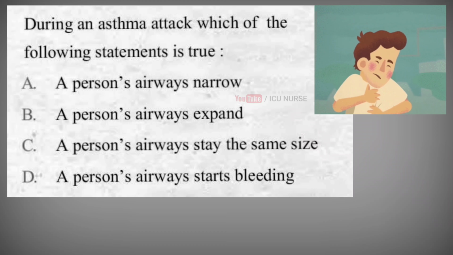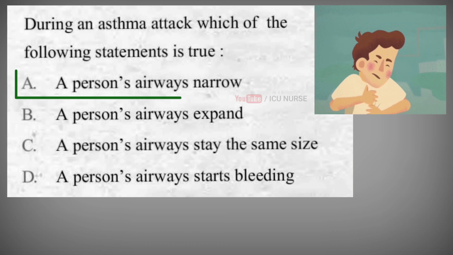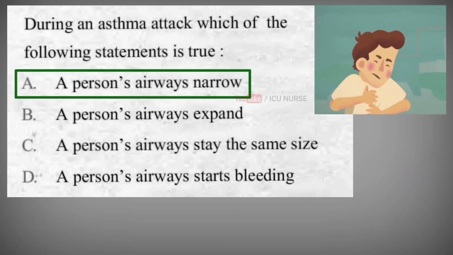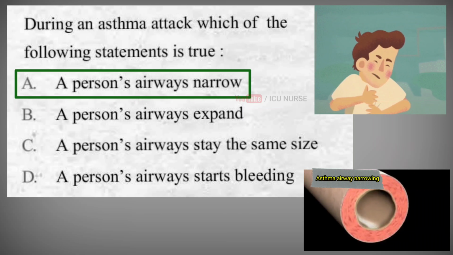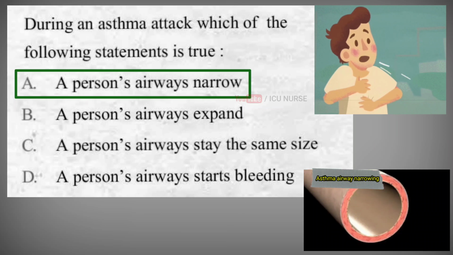And the correct answer is A. A person's airways narrow. When someone is having an asthma attack, their airways narrow, making it difficult for them to breathe normally.